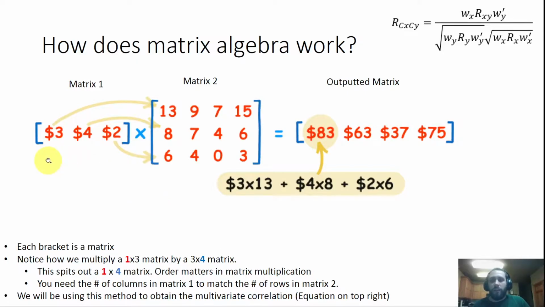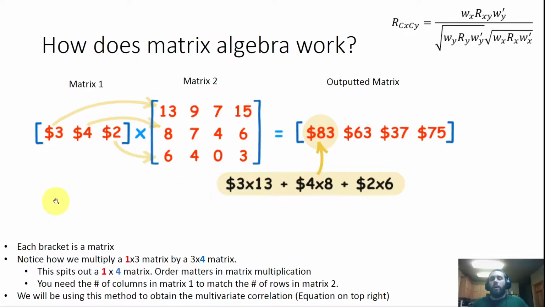If I multiply matrix 1 by matrix 2, I get this output matrix, which is a 1 by 4 matrix. Notice that it takes on the number of rows from your first matrix and the number of columns from your second matrix. And that's what it becomes. It'll always come out that way: the number of rows in your first matrix and the number of columns in your second matrix.